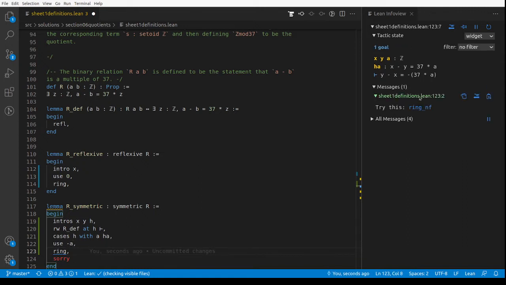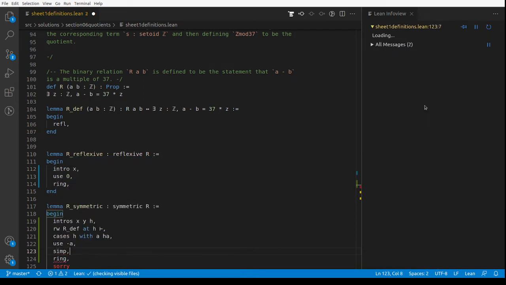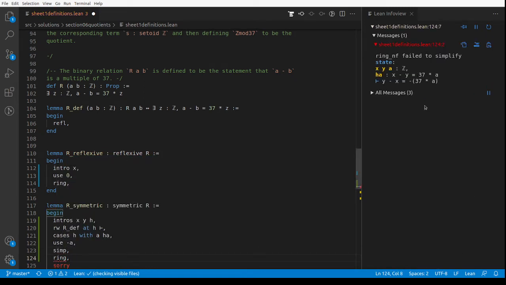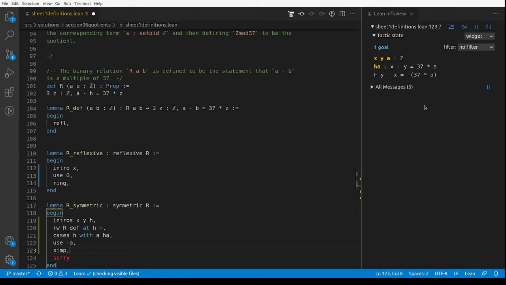37 times negative A got changed to negative 37 times A. In fact, I wonder if the simplifier will do that. Yeah, the simplifier does that. It believes that negative 37A is a better normal form than 37 times negative A. So once we've run the simplifier, now you can see the right hand side of HA is in there.